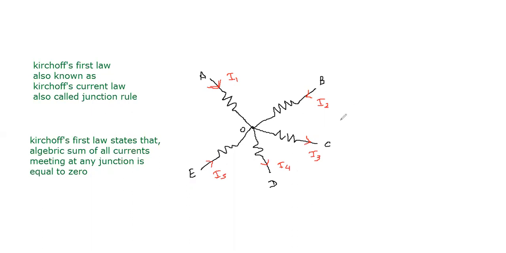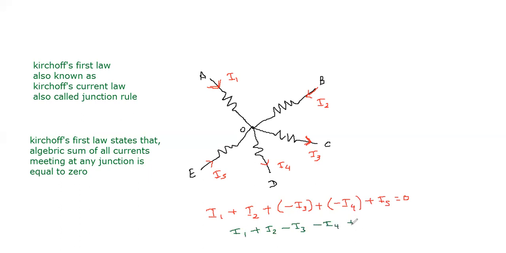I1 is flowing towards the junction. So I1 plus I2 is flowing towards the junction. I3 is going away, therefore it is minus I3, and I4 is going away, so minus I4. I5 is going towards, so plus I5 is equal to 0. Rearranging properly, we get I1 plus I2 minus I3 minus I4 plus I5 is equal to 0.